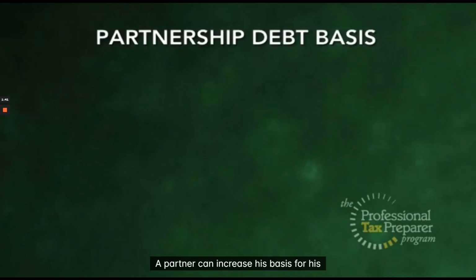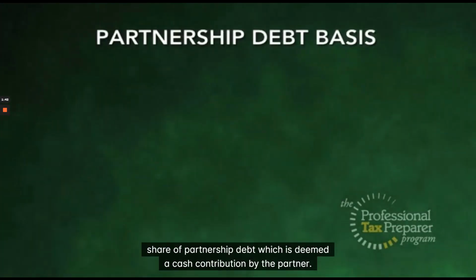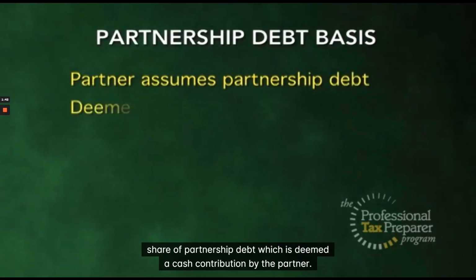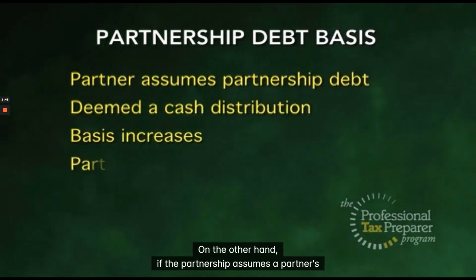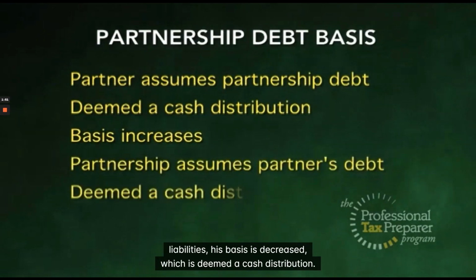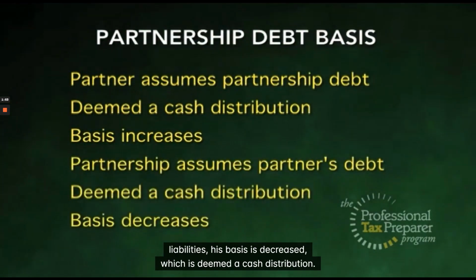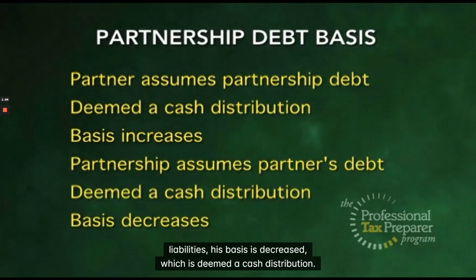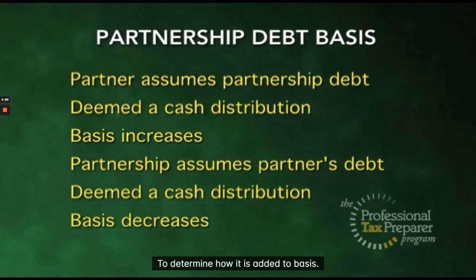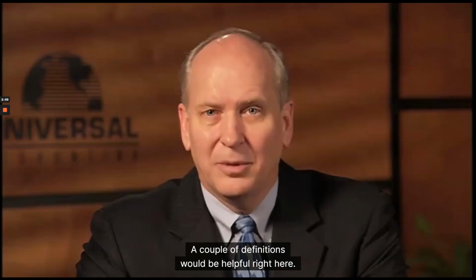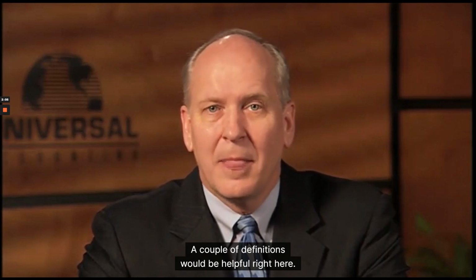A partner can increase his basis for his share of partnership debt, which is deemed a cash contribution by the partner. On the other hand, if the partnership assumes a partner's liabilities, his basis is decreased, which is deemed a cash distribution. Debt must first be allocated between recourse and non-recourse debt to determine how it is added to basis. A couple of definitions would be helpful right here.